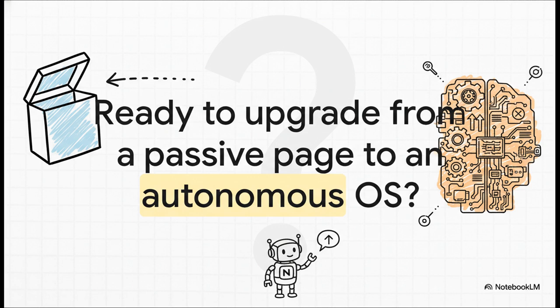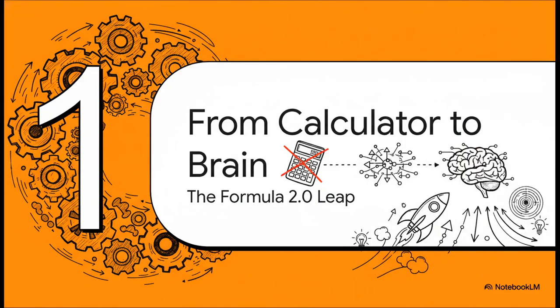We're turning our system from just a passive place to store information into a truly intelligent, autonomous work OS, one that thinks, analyzes, and works for us. So, how do we do that? First things first, we really have to wrap our heads around the massive shift that Formula 2.0 brings to the table. And look, this isn't just some minor feature update, no. This is a complete redefinition of Notion's core DNA.